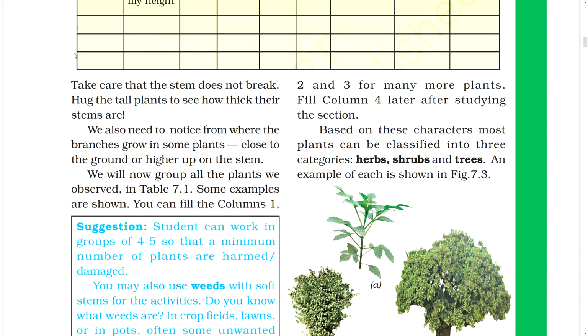Take care that the stem does not break. Hug the tall plants to see how thick their stems are. We also need to notice from where the branches grow in some plants, close to the ground or higher up on the stem. We will now group all the plants we observe in the table. Some examples are shown. You can fill the columns.